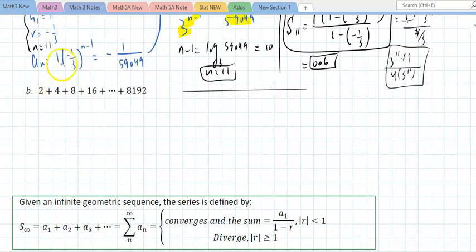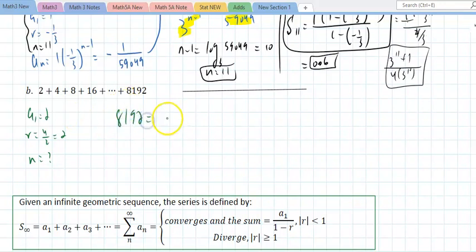Same deal with this problem. This is geometric. Well, I need the first term. The first term is obviously a 2. The common ratio, take 4 divided by 2, that is 2. And I need n. So I could say, well, let's see. The general term out of those is, 8192 is going to equal the general term, which is a sub 1 times r raised to the n minus 1.